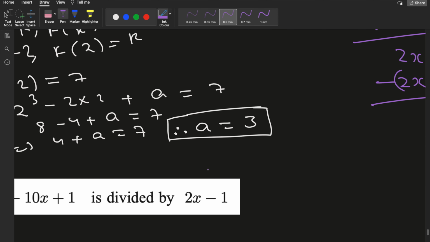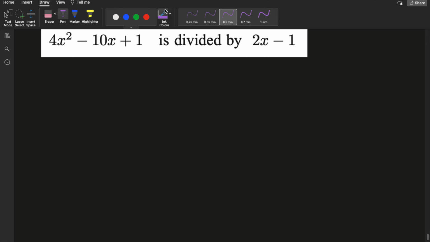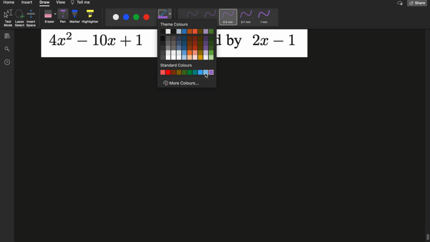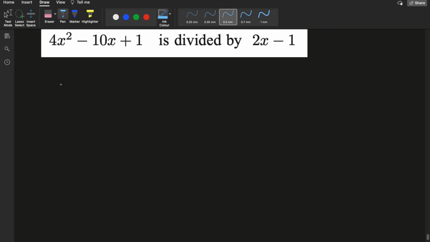Moving on, let's move on to this question. Let's choose a nice color, this blue. So here you can see that this is not in the form of x minus k. It's rather in the form of ax minus b. So it looks confusing, that's true. But then let's just break this down from scratch and see what we'll actually have to do.